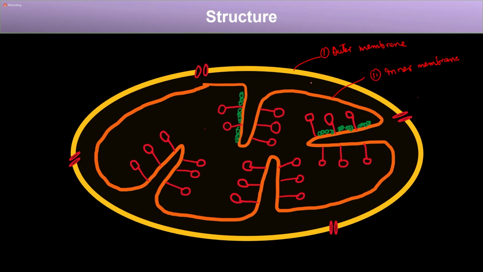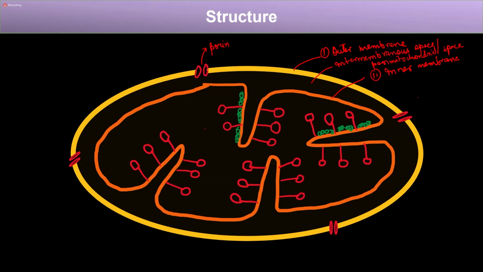And in between the outer and inner membrane, there is a space, and this space is known as intermembranous space, or perimitochondrial space. Apart from this, what we can see is that on the outer membrane there is this pore-like structure, and this structure is known as porin. It is made up of a special protein that is known as porin.